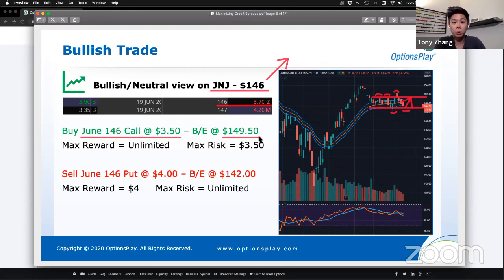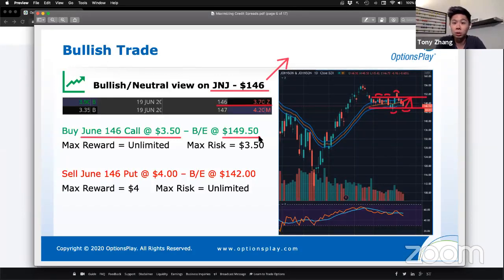Now, that very well may be what you believe, but in this particular example, what I'm trying to say is that not every stock that you have a bullish view on, are you that bullish? You might just be mildly bullish. Maybe you just think that 146 is a support level, and I don't think it's going to go much higher.